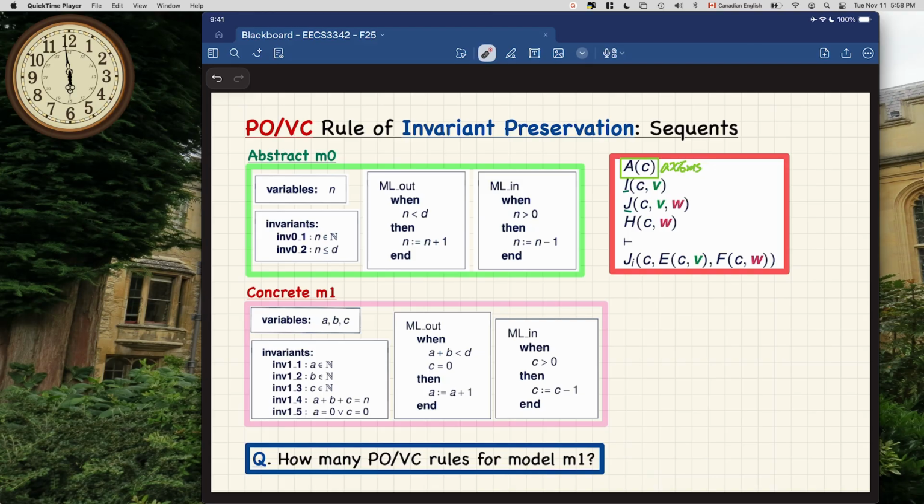So what we have here: I is the abstract invariant, and J is a concrete invariant. Since we are now talking about the individual concrete event preserving the invariant, H here should be the concrete guard. We are already not really talking about guard strengthening. So this one here is a concrete guard.